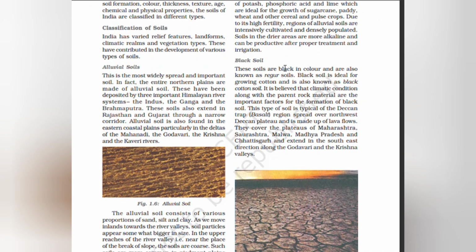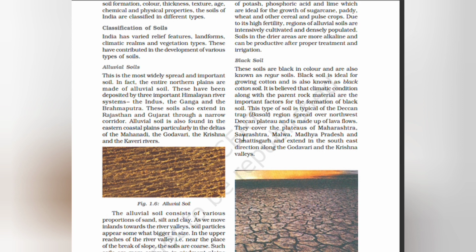Black soil. These soils are black in color and are also known as regur soils. Black soil is ideal for growing cotton and is known as black cotton soil. It is believed that climatic conditions along with the parent rock material are the important factors for the formation of black soil. This type of soil is typical of the Deccan Trap basalt region spread over the northwest Deccan Plateau and is made up of lava flows.